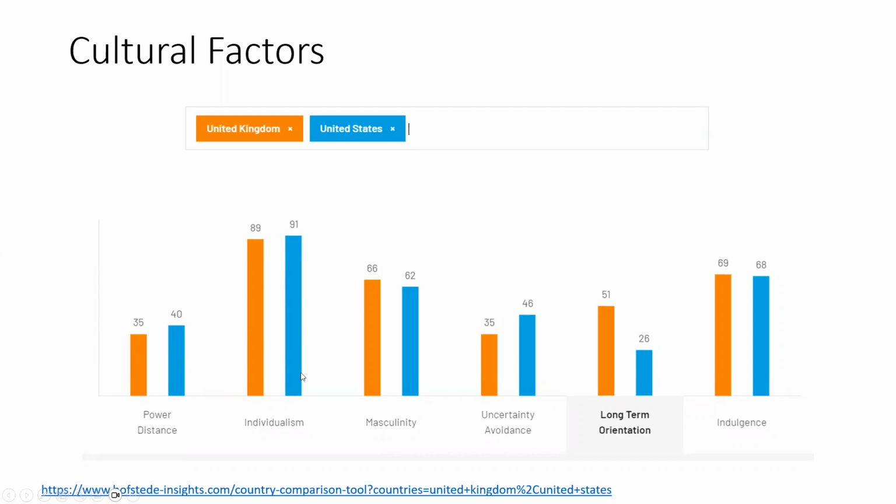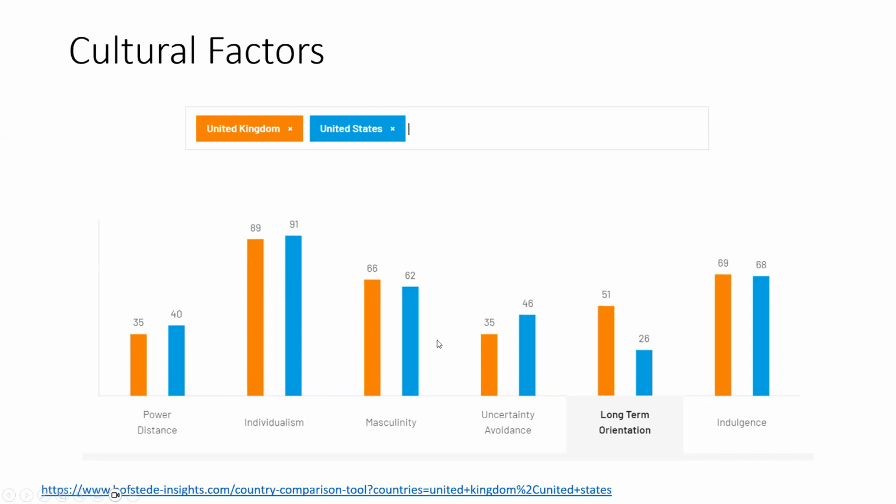Individualism, right? Kind of again, I versus we. The UK is where classical liberalism began, with the idea of individual human rights, and so both the UK and the United States are highly individualistic.